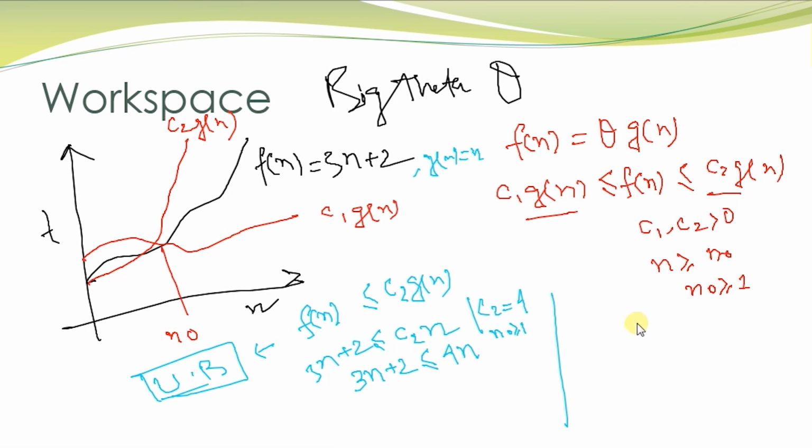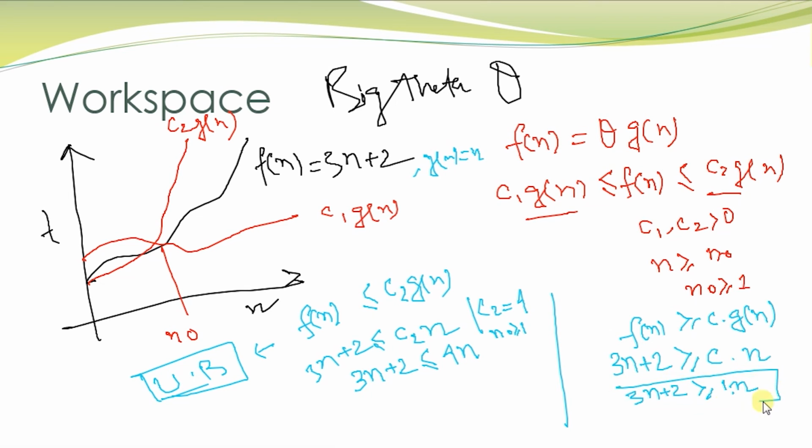In order to satisfy the lower bound, what we have to satisfy is f(n) is greater than or equal to some c into g(n). So what is f(n)? f(n) is 3n plus 2. It should be greater than or equal to some c into n. If we substitute c with 1, then 3n plus 2 is greater than or equal to 1 into n, that means n only. So here it is also satisfying. It is also satisfying the lower bound of this f(n).